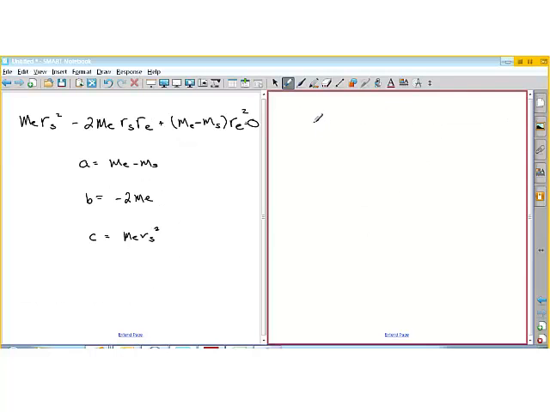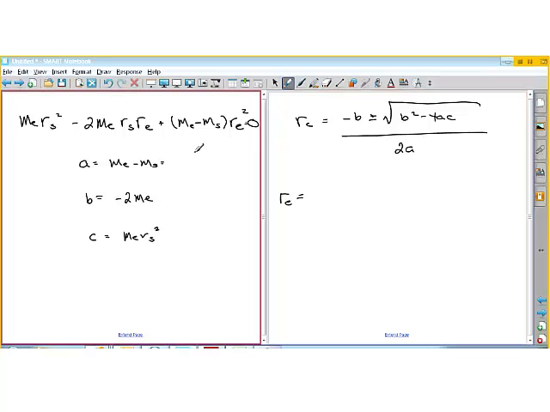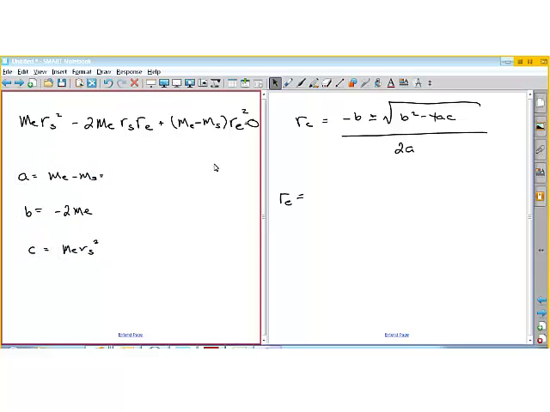So then we could just use the quadratic equation. So r sub e is going to be negative b plus or minus the square root b squared minus 4ac over 2a. So I can go ahead and plug those in, or I could just get numbers and do that. So let's just put the numbers in over here, and then we can plug numbers into the quadratic equation instead of putting all this stuff in here.